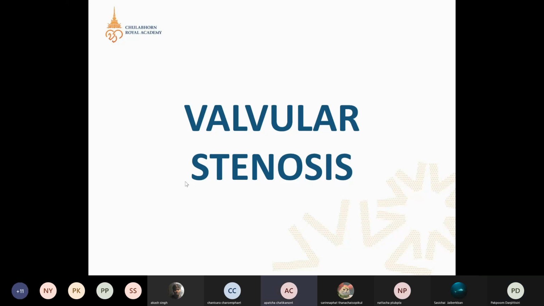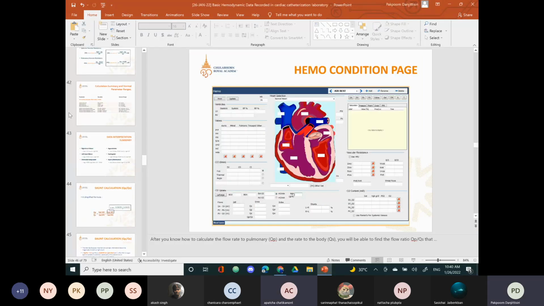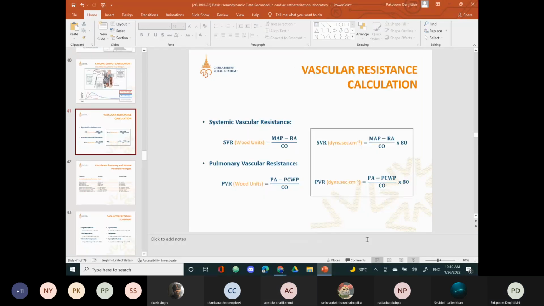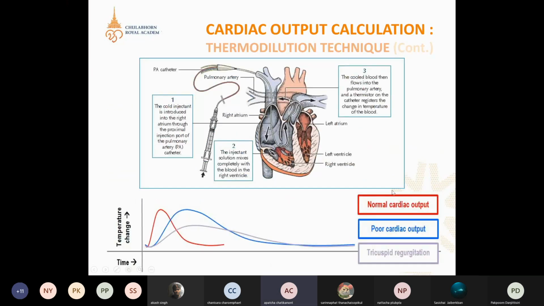I have a question. It is on slide number 41. So 41 is about area under the curve. Or in 40. Oh, yes, this one. I want to know the area under the curve in tricuspid regurgitation or poor cardiac output, compared with the normal values, is it decreased or increased?